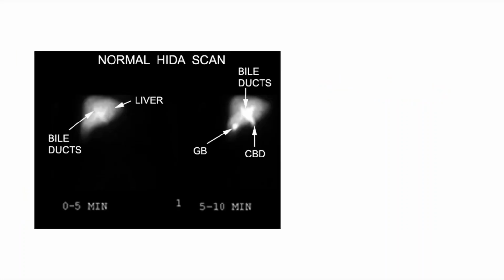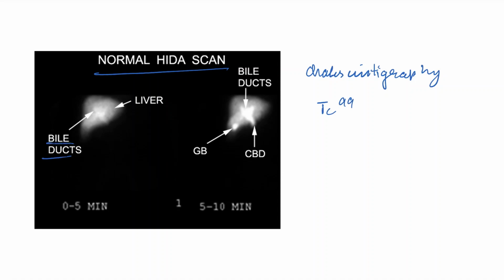This picture shows normal HIDA scan. HIDA scan is also known as cholescintigraphy. We use technetium 99 tracer for taking HIDA scan. It is used to visualize bile ducts, liver, gallbladder. This shows the common bile duct.